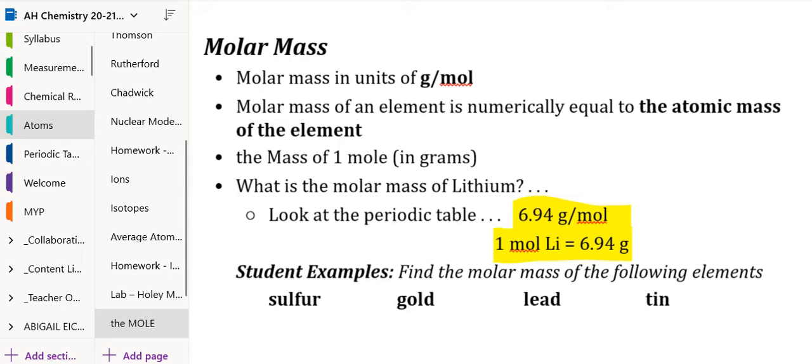So now our second conversion factor is going to allow us to go between moles of a substance and grams. So ultimately, we're going to be able to go between mass in grams and number of particles, right? By way of our new favorite thing, the mole. We're going to have to use Avogadro's number, yes. So what I want you guys to do is find the molar mass, using your periodic table, of sulfur, gold, lead, and tin.